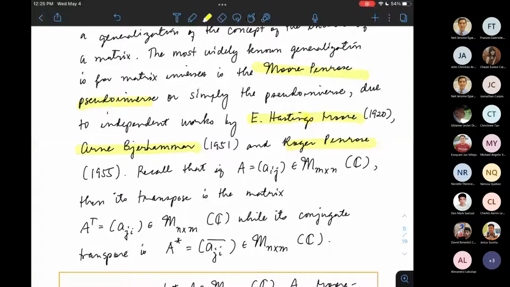Makikita nyo, amazing, no? Kasi kahit magkakalayo yung time span before they proposed the concept of the pseudo-inverse, they are all credited for it kasi independent nilang na-discover yung konsepto ng pseudo-inverse. Moore did this work in 1920, Bjerhammar in 1951, and Penrose in 1955. So, pero independent yung pagkaka-discover nila, they should all be credited for this concept of the pseudo-inverse.